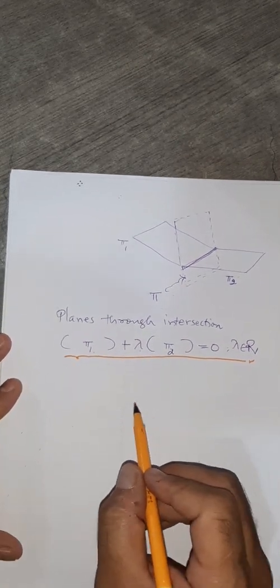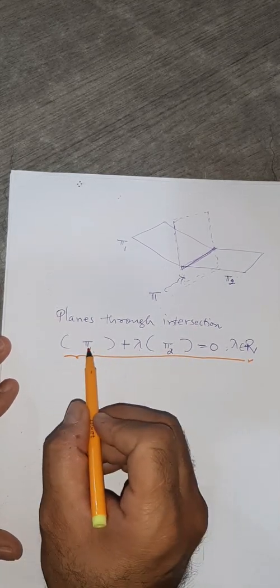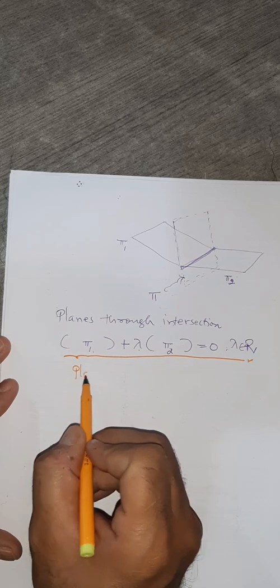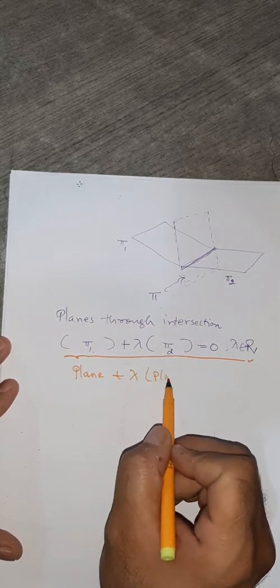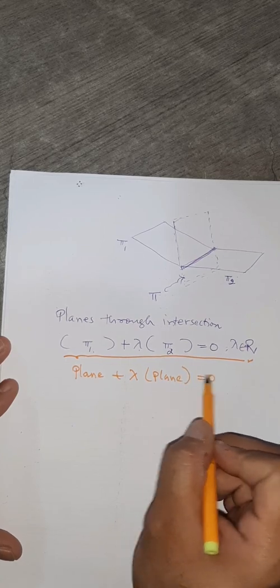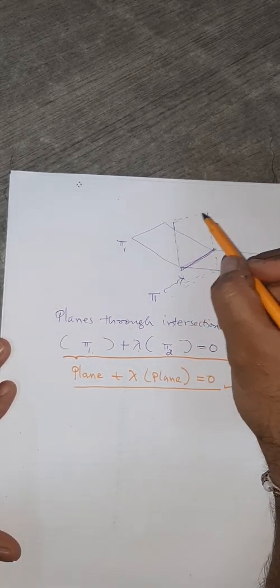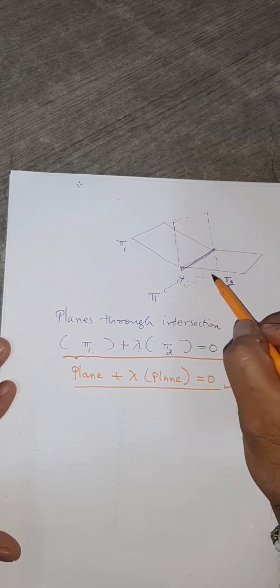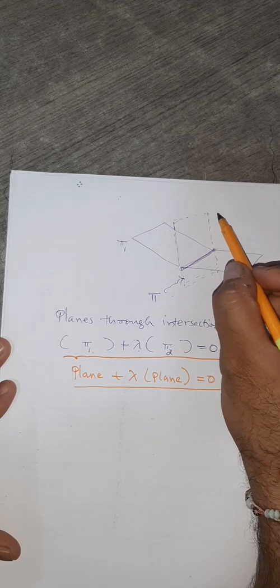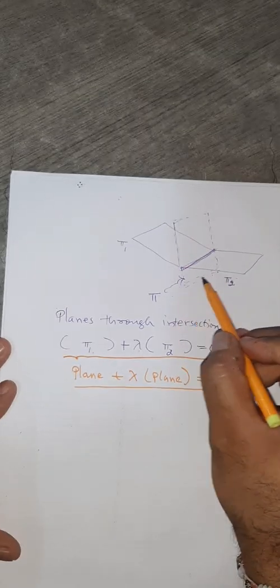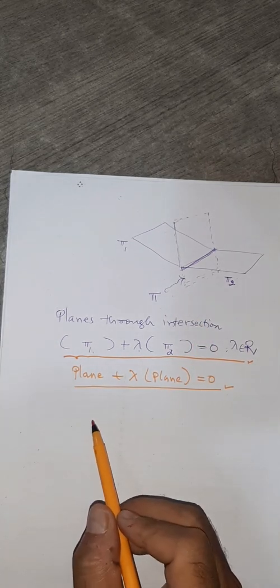We'll see once we do exercise questions. But this is a general concept. You write the first plane plus the scalar times the second plane equals to 0. Right? That's the theory here. As I've shown here, this represents the plane through the intersection of these two planes. And as I told you, this is not just one plane. There are a number of planes through the intersection of these two.